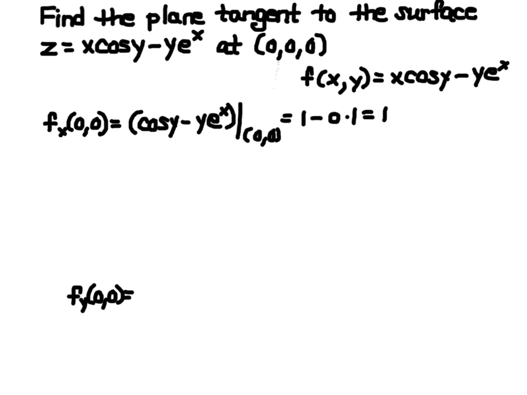And let's see, that's going to be equal to x times, the derivative of the cosine is negative sine, so negative x sine y minus e to the x. And again, this has to be evaluated, I'll write this one neater, at 0, 0. Well, the sine of 0 is 0, so this is going to be 0. Minus e to the 0 is 1, so this comes out to be a negative 1. And let's move this one up.